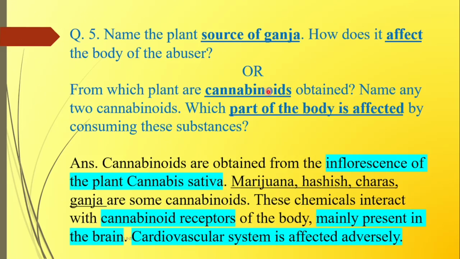So cannabinoids are obtained from the inflorescence of the plant Cannabis sativa. Name any two cannabinoids. So any two names you can write: marijuana, hashish, charas, ganja, etc. Which part of the body is affected? So cannabinoid receptors are present in the brain and it affects the cardiovascular system of the abuser.